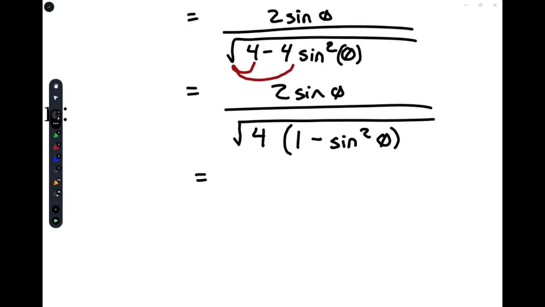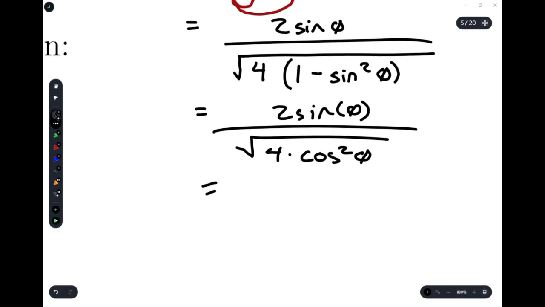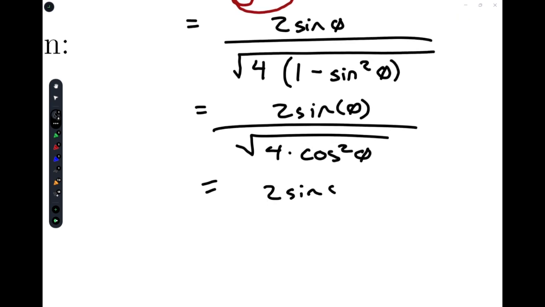What is 1 minus sine squared theta? Cosine squared theta. So we're just rewriting over and over. Big ol' root 4 times cosine squared theta. Now we can get rid of both the square root and the square because we don't have a plus or a minus sign. So now it's going to be 2 sine theta over 2 cosine theta.